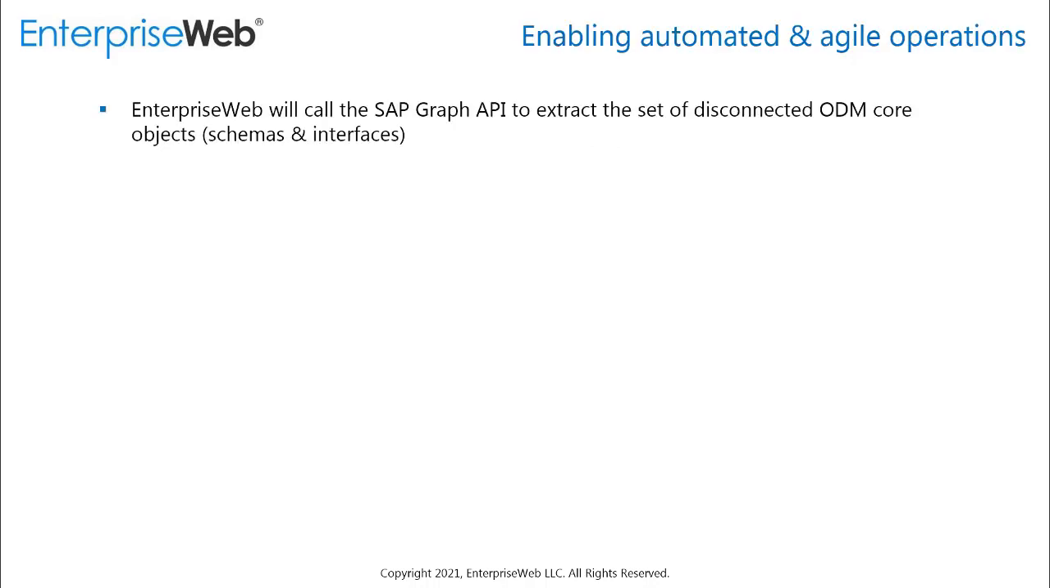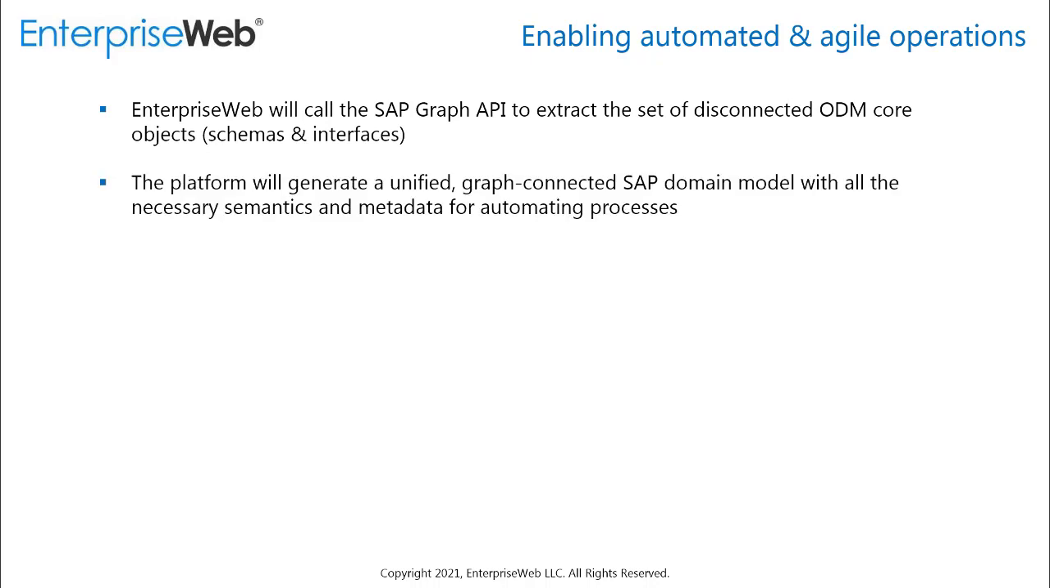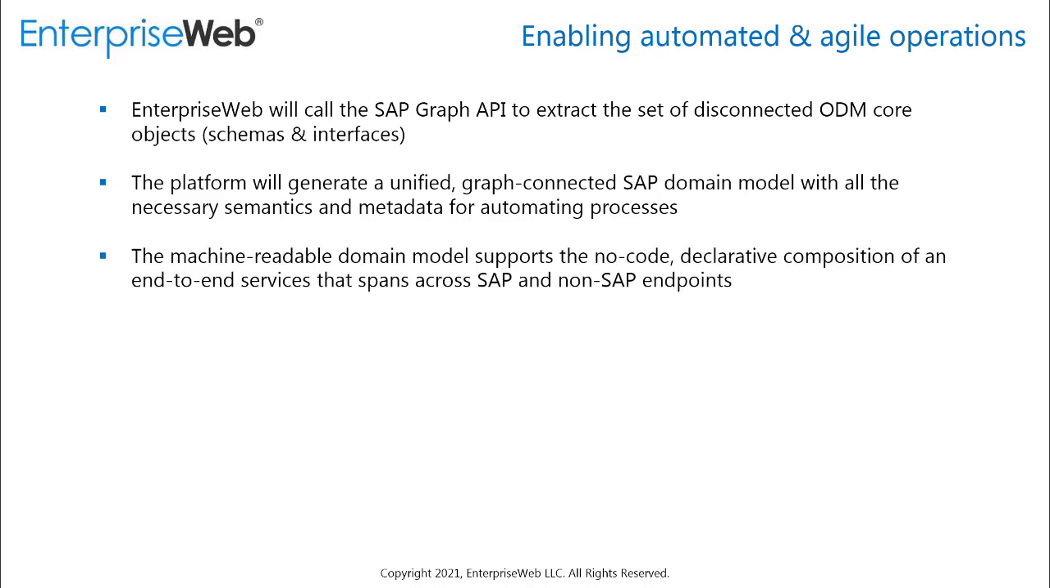In today's demo, we're going to show you how Enterprise Web will call the SAP Graph API. We're going to extract the set of disconnected, what they call one domain model core objects. We're going to extract their model, their schemas and interfaces. We're going to generate a unified graph-connected SAP domain model with all the necessary semantics and metadata for driving automation. So we're literally going to create a single REST API over the top of an SAP domain model. That SAP domain model is going to allow human and machine exploration of that model. And it's going to support no-code declarative composition of end-to-end services as we've described.